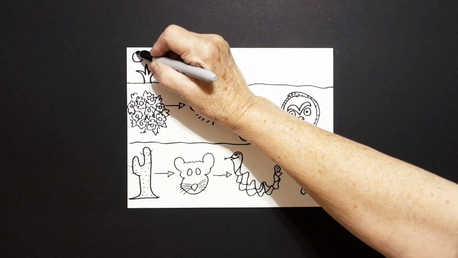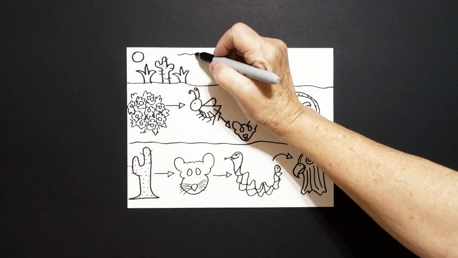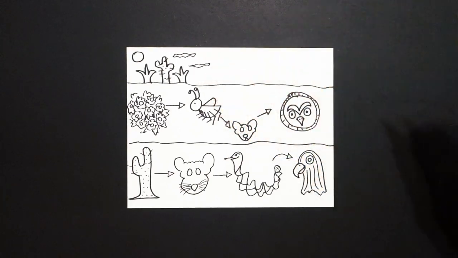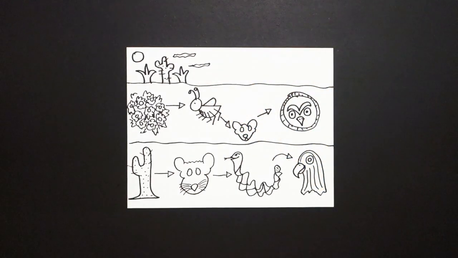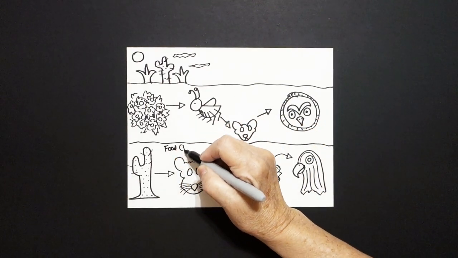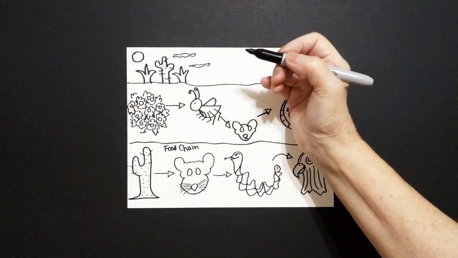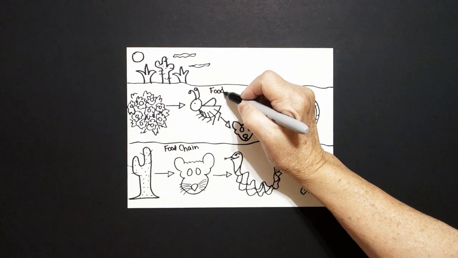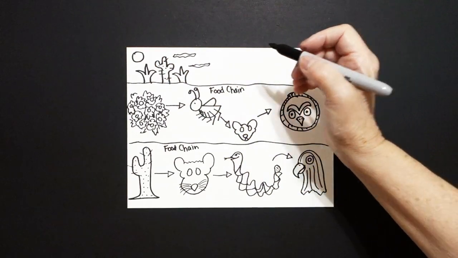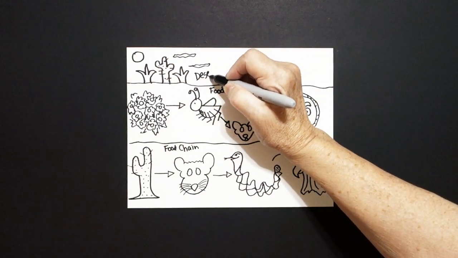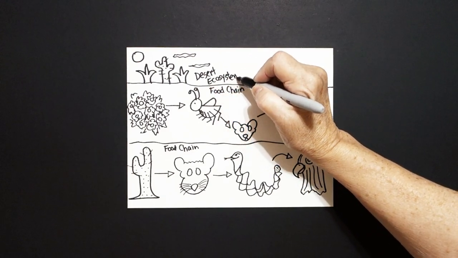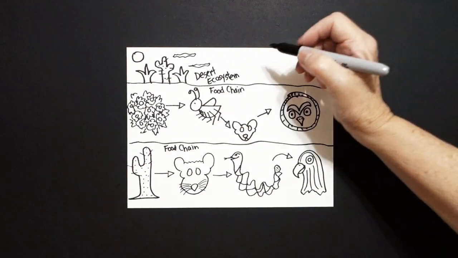Let's put a baby circle, and let's put some curve line, skinny, connect. All right, now we're going to label. This down here is a food chain. This right here is another example of another food chain. This at the very top is a desert ecosystem. Ecosystem.